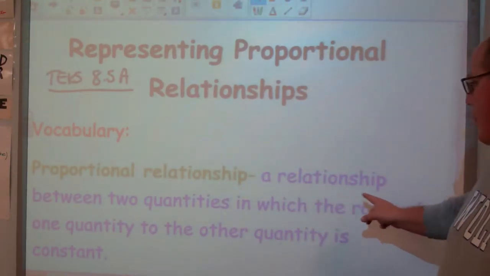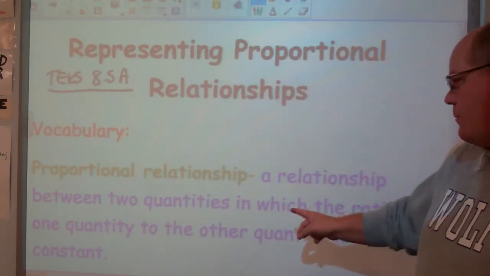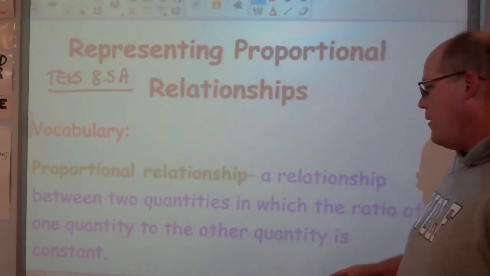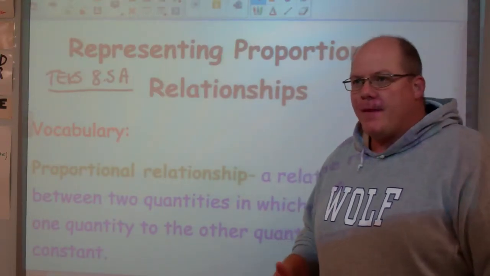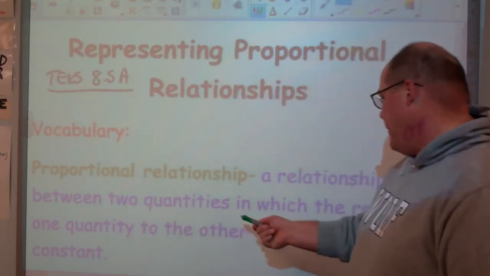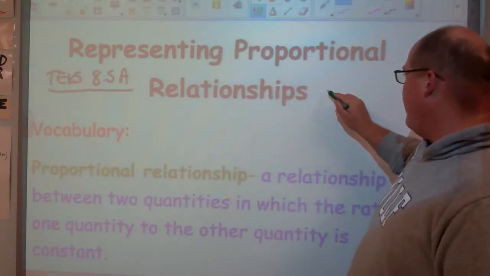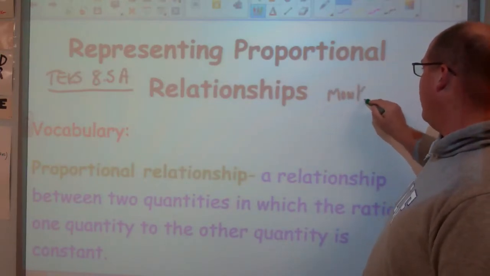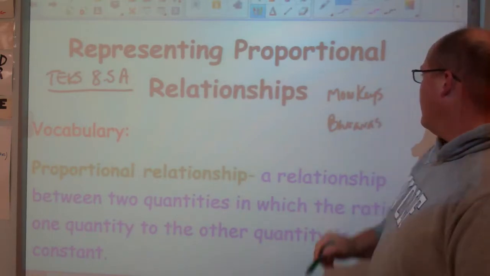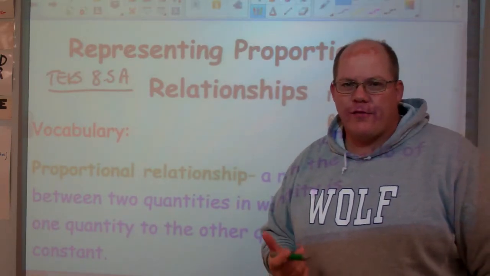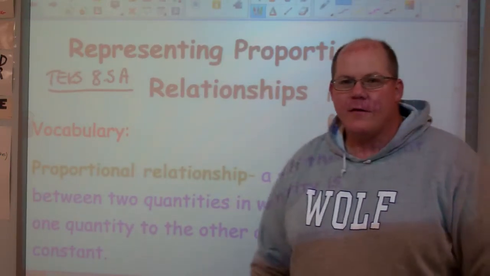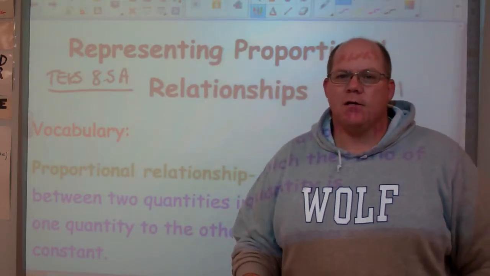A proportional relationship is a relationship between two quantities in which the ratio of one quantity to the other quantity is constant. Let's imagine that we have two things: monkeys and bananas. If one monkey can eat 3 bananas in an hour, one monkey, 3 bananas. Okay, well let's say we had 2 monkeys.